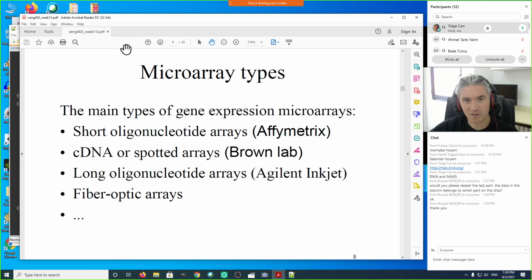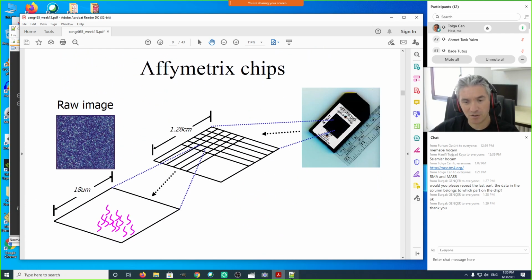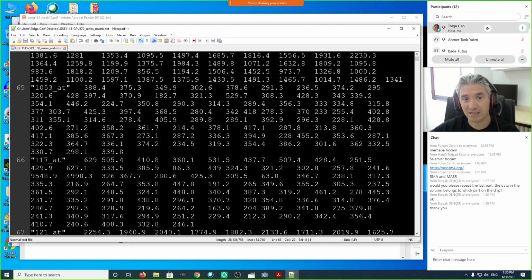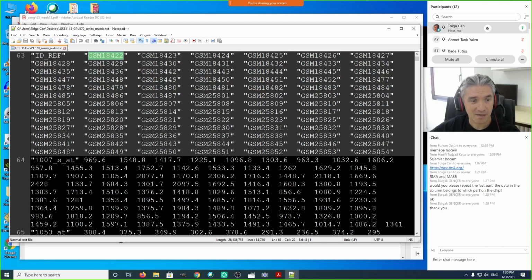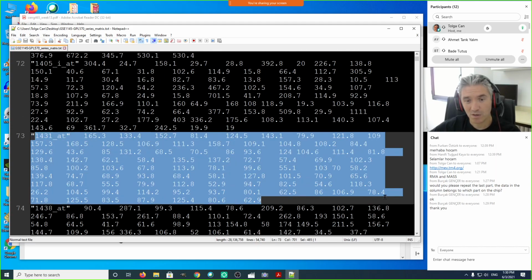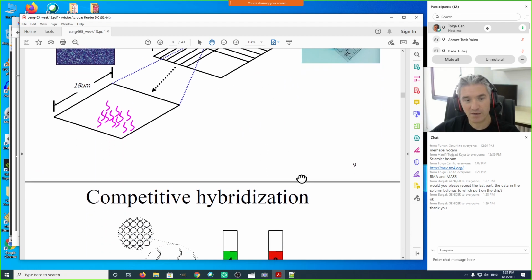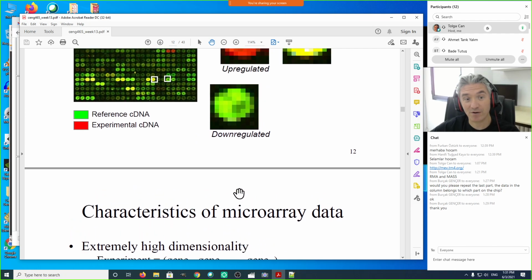I'm not going to go into details of different microarray types. We're just going to assume we will be working on a series matrix file like this, from a specific experiment with a number of samples and a number of transcripts. Each row corresponds to a transcript in this data. So we are going to analyze these. I'm going to stop here and continue with the characteristics of microarray data.